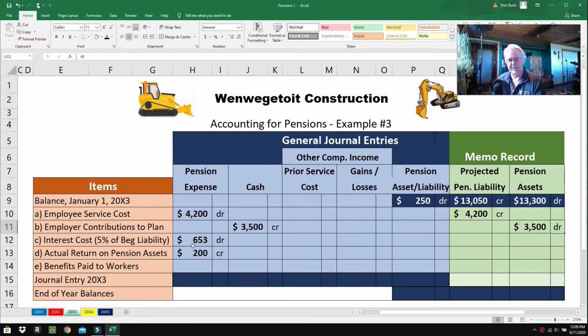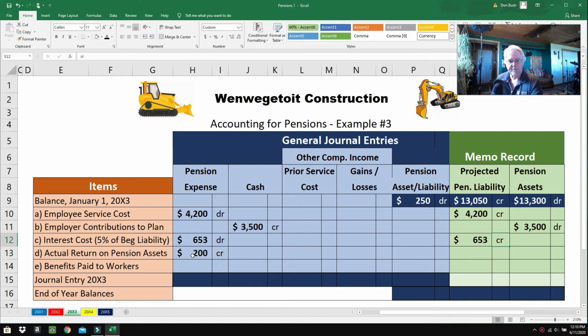Interest costs $653. It's a debit. Where is that coming from? It's coming from the beginning balance, the beginning projected pension liability. If you recall, the projected pension liability is the present value of the future obligations, the payments that need to be made to retirees. So there is an interest cost, and I'm just using 5% for the interest. It doesn't have to be 5%. Actuaries figure out what it ought to be. So 5% of the beginning balance, 5% of $13,050 is, rounding, $653 a debit. So we need a credit. Do you remember where it goes? Well, it goes right here under projected pension liability. There it is, and it's going to be a credit. It's increasing the liability.